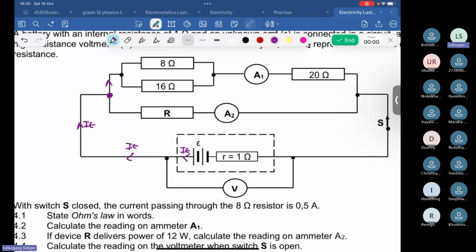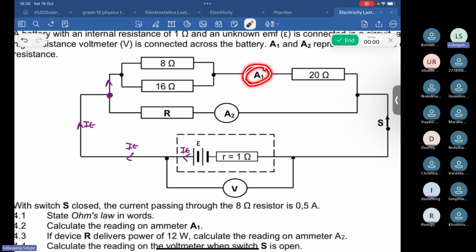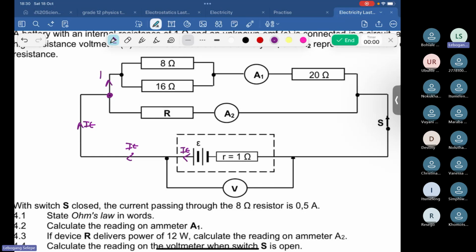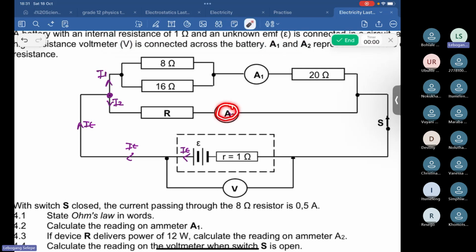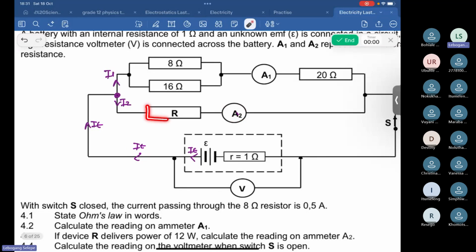And remember here, they showed you that this is the current of ammeter A1. So we can say that the one that goes up, we can call it I1, or you can say IA or IB, but let's just call it I1. Then the one that goes down, you can call it I2. Then I2 would flow past this resistor, past this ammeter A2. So the ammeter A2 is measuring the current that passes through this resistor R.